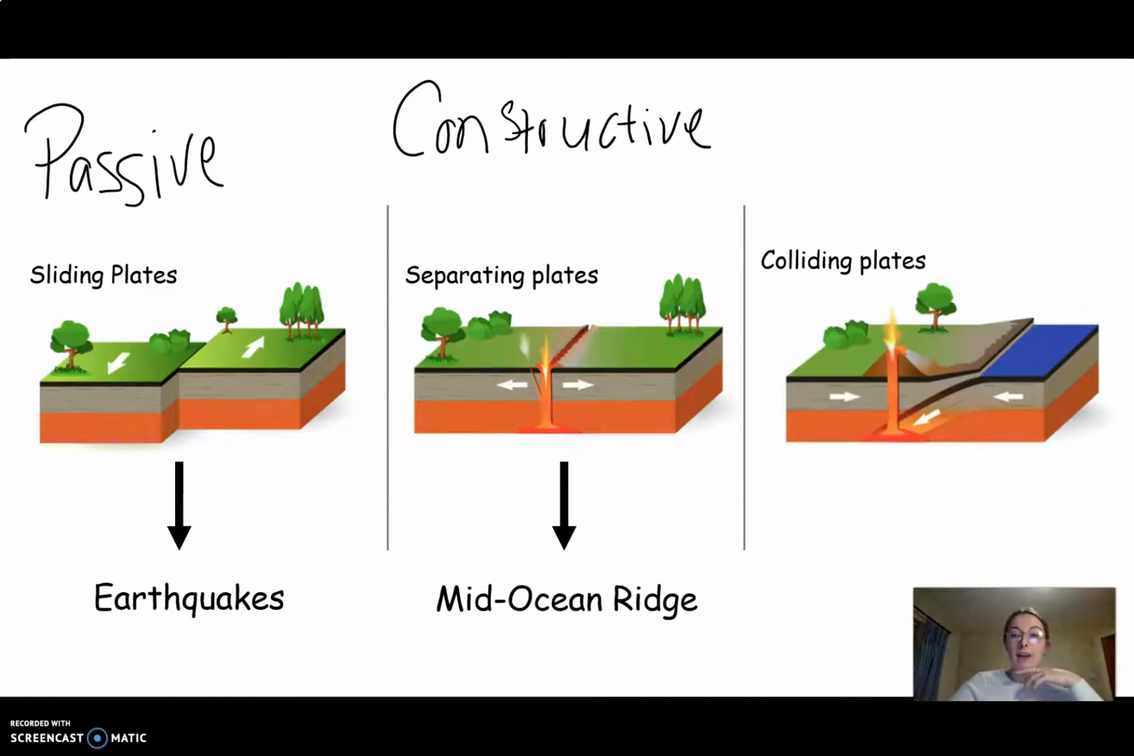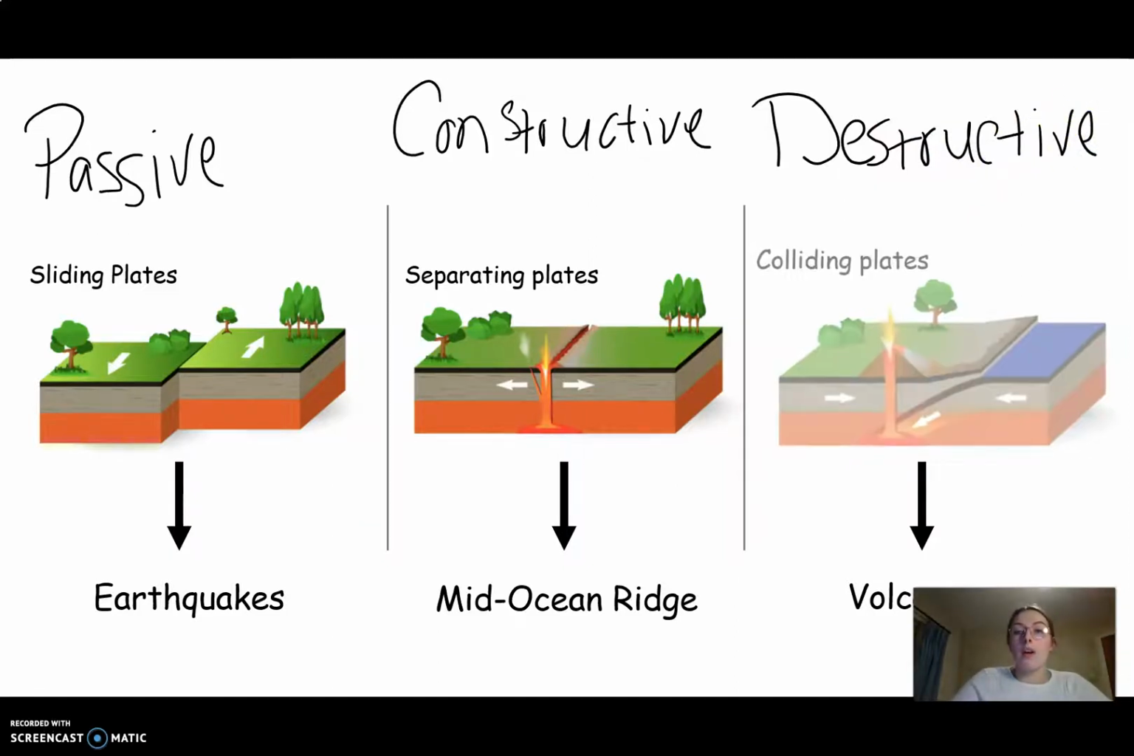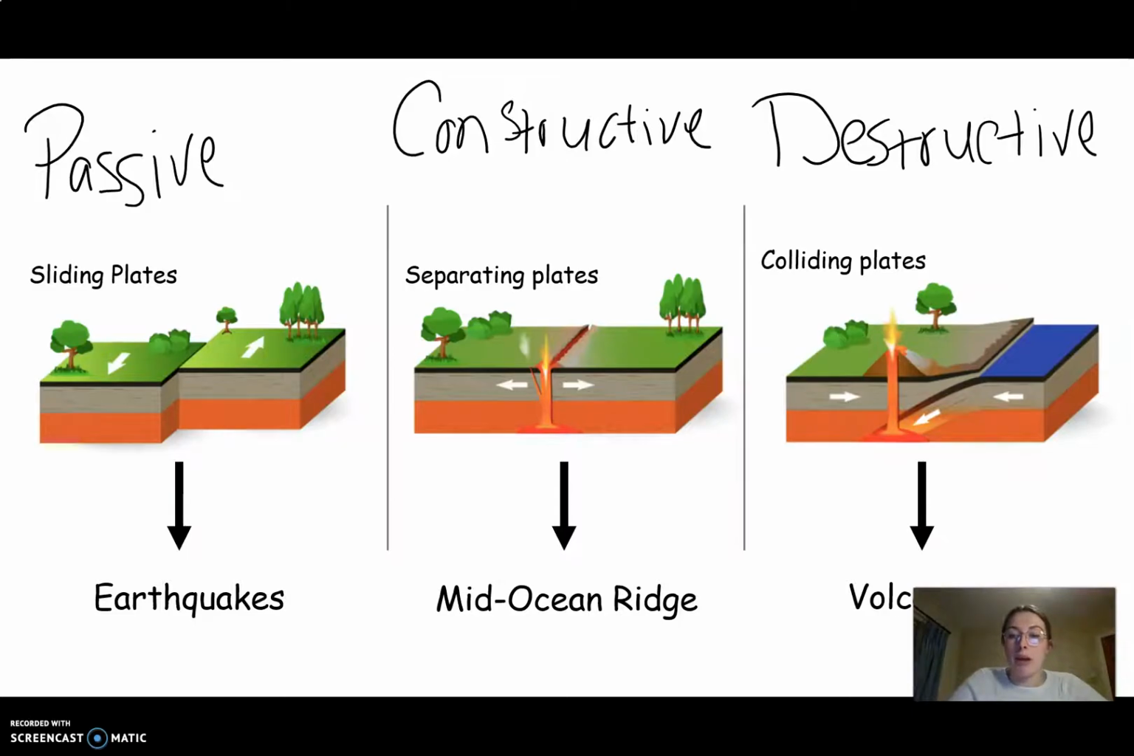The last one we have then is colliding plates, and this is the one we're going to be focusing on today. And colliding plates, when they collide, okay, so if I have an oceanic plate, this is my oceanic plate and this is my continental plate. My oceanic plate tends to be much heavier than my continental one, so it sinks down into the mantle of the Earth. As it sinks down into the mantle of the Earth, it's melted and it's being destructed, so we also call them destructive plates, and they form volcanoes. Okay, so this is the main one we focus on today.